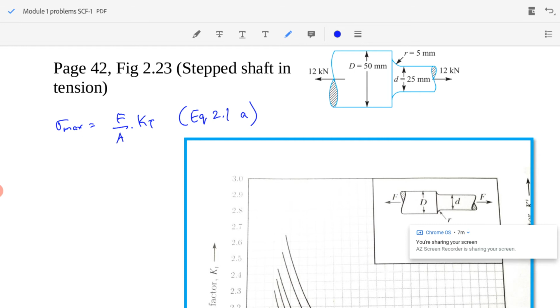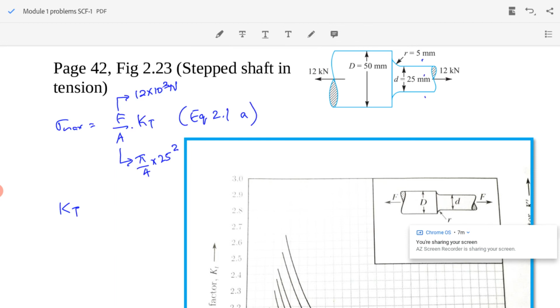Here F is the load acting on the body, F equal to 12 kilonewton, 12 into 10 power 3 Newton. A is the area of cross section. Here we have two cross sections. We have to find the maximum stress. So the maximum stress will be acting at the minimum cross section. So minimum area will be pi by 4 into 25 square. Now here the only unknown is KT, stress concentration factor KT.